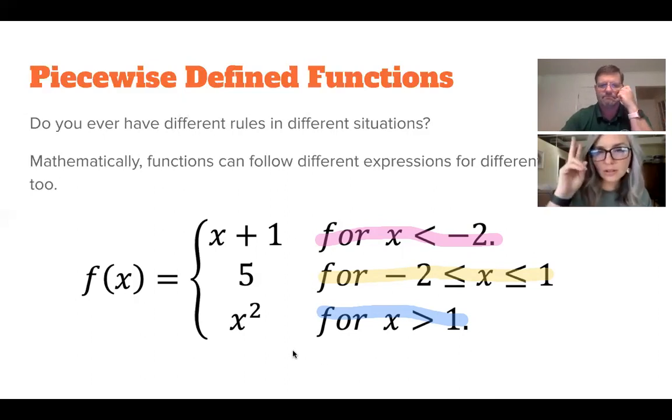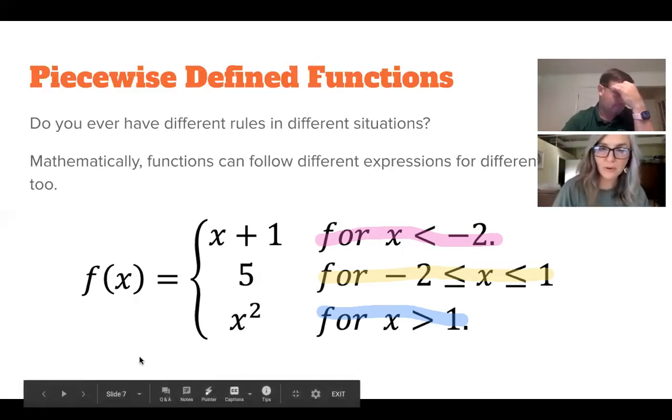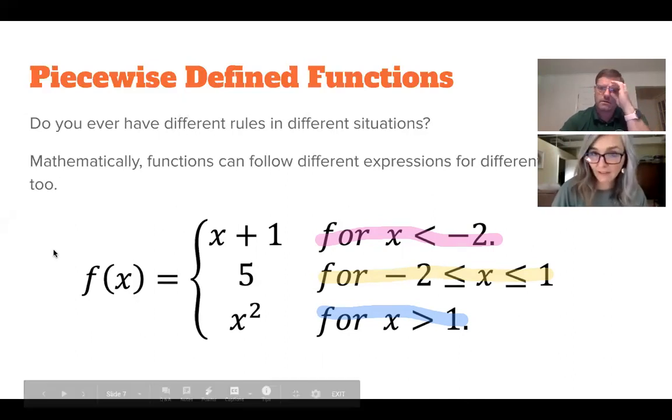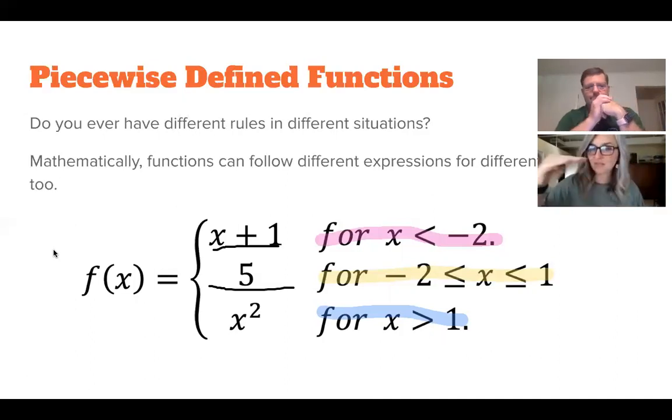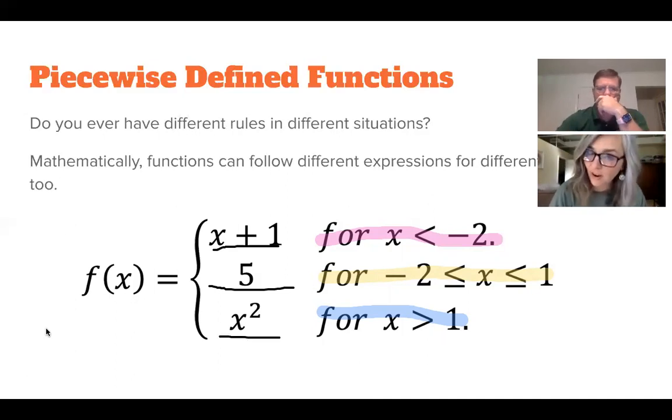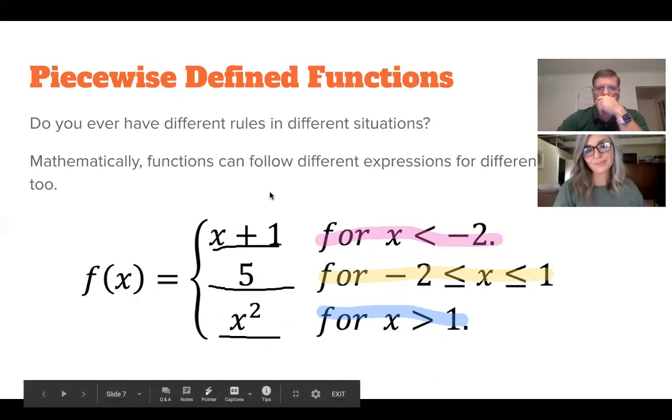So a little memory work here from your previous math classes. That means a piece of our graph will be a line, like y equals mx plus b. A piece of our graph will be a constant function, which is just a horizontal line. And another piece of our graph will be part of a parabola.